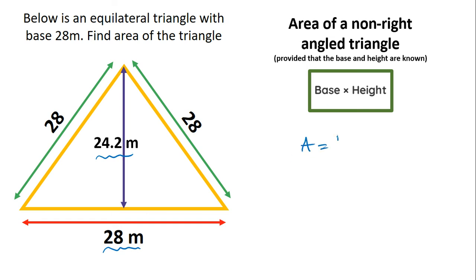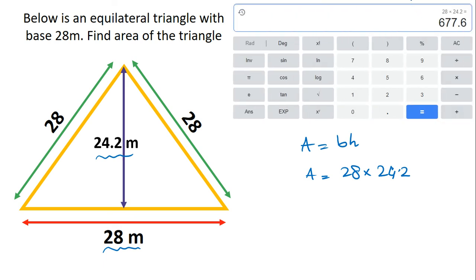Putting this formula in action, A equals BH. So A is going to be 28 times 24.2, and 28 times 24.2, as you can see, is 677.6. Now if you want, you can keep it to one decimal place, or I just think that we could take it as three significant figures, or I could take the whole number. So I'm just going to write it down as 678 meter square.